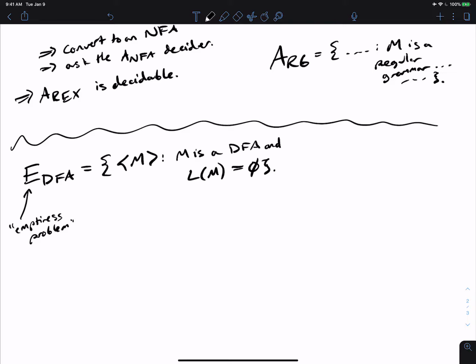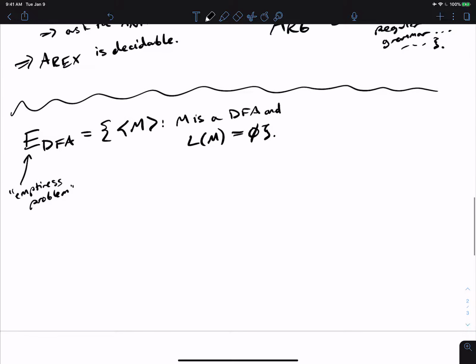So what does that mean? That says that the machine M does not accept any string whatsoever. So it basically is just a test of whether the DFA really does anything, whether it accepts anything. You may think, well, how do we actually solve this problem?